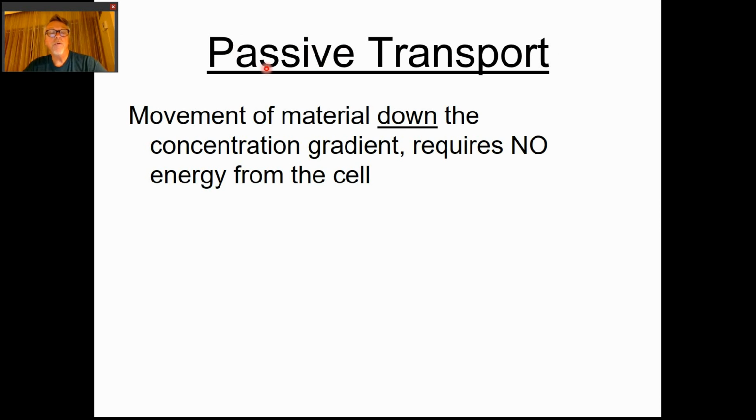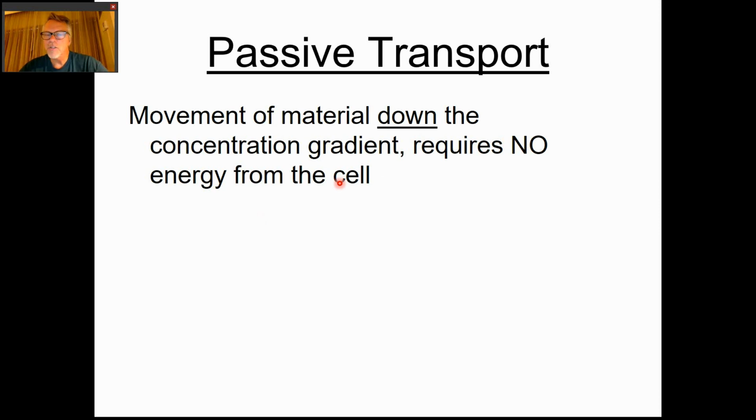The thing to remember to distinguish them is that passive transport is free. It doesn't cost the cell any energy to use passive transport. All right. So the definition of passive transport is the movement of material. It can be food particles or ions or building materials for the cell down a concentration gradient. And it requires no energy from the cell.